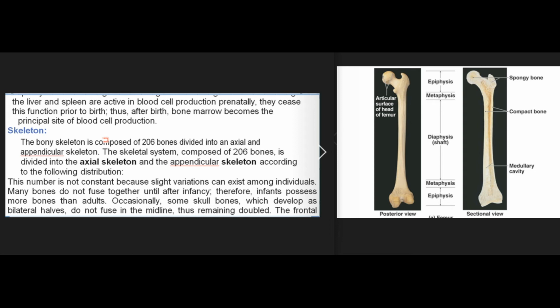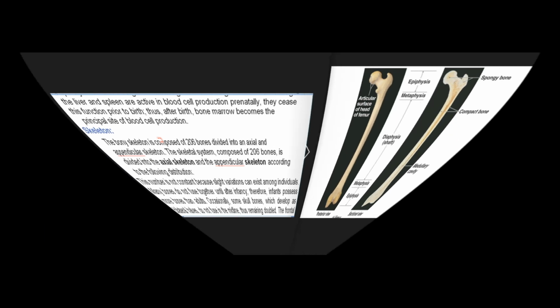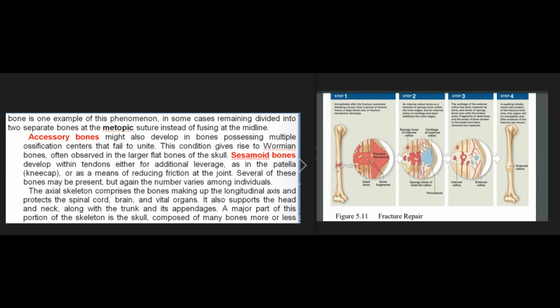Occasionally, some skull bones, which develop as bilateral halves, do not fuse in the midline, thus remaining doubled. The frontal bone is one example of this phenomenon, in some cases remaining divided into two separate bones at the metopic suture instead of fusing at the midline. Accessory bones might also develop in bones possessing multiple ossification centers that fail to unite. This condition gives rise to Wormian bones, often observed in the larger flat bones of the skull.